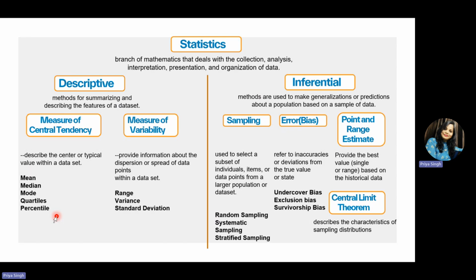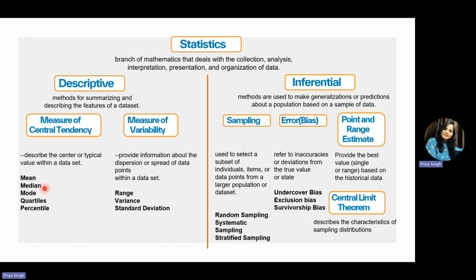So mean is nothing but the simple average. You add up all the values in the data set and divide by how many values there are. So the total of the values divided by the number of values will give you the mean, or simply the average. Second is median. So this is the middle value. When the data is arranged in ascending order, if you have an even number of data points, the median is the average of the two middle numbers. And if you have an odd number of data points, you can easily get the middle value.